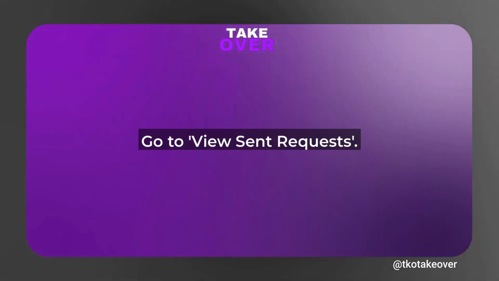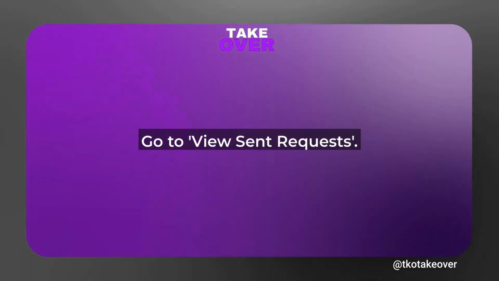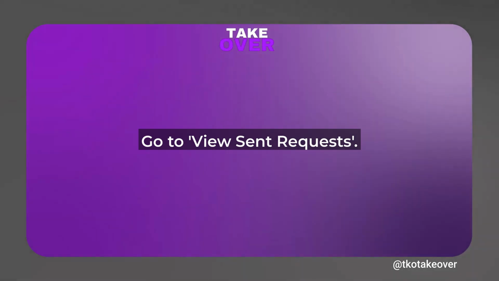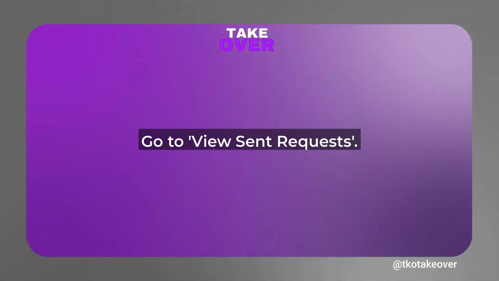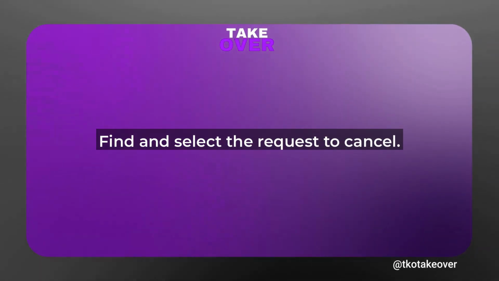Step 3. Look for the Friend Requests tab. Once there, find and tap on View Sent Requests. This shows all the friend requests you've sent out recently. Step 4. Scroll through the list until you spot the person whose request you want to unsend.